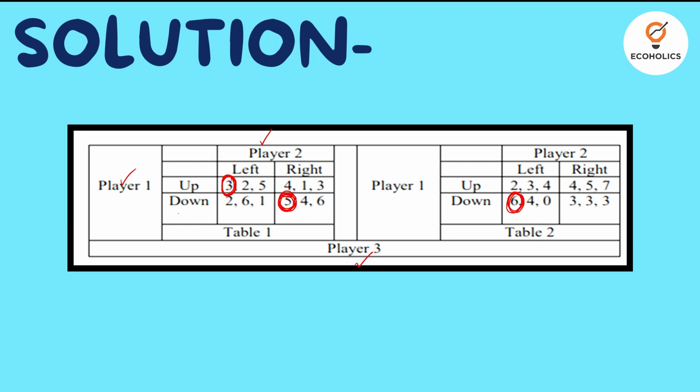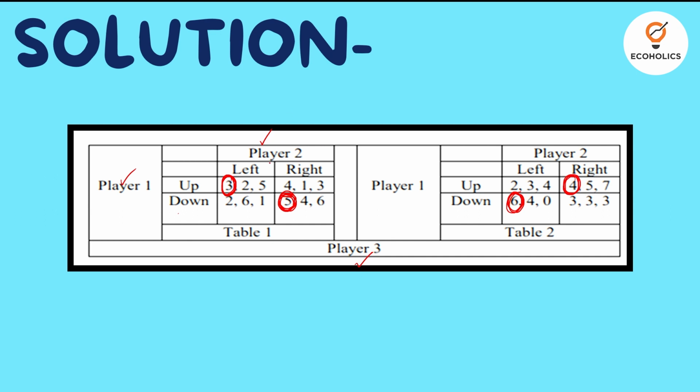Correct? And if player 2 is going with the right strategy and table 2 as player 3's strategy, player 1 again has to choose between up and down. The optimal strategy would be up because it gives a better payoff, 4, compared to 3. So these are the optimal strategies for player 1.